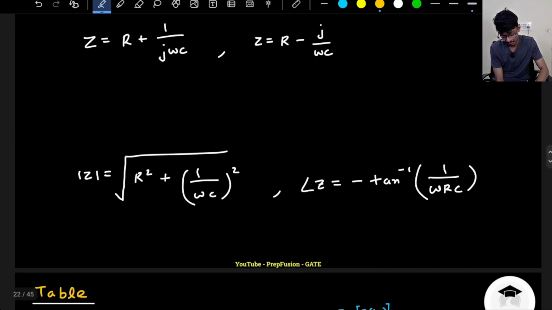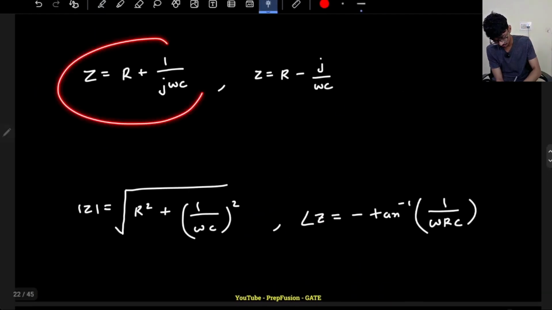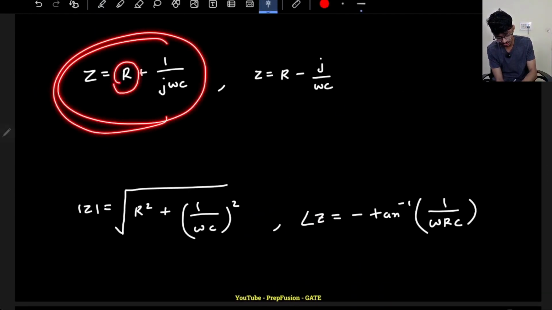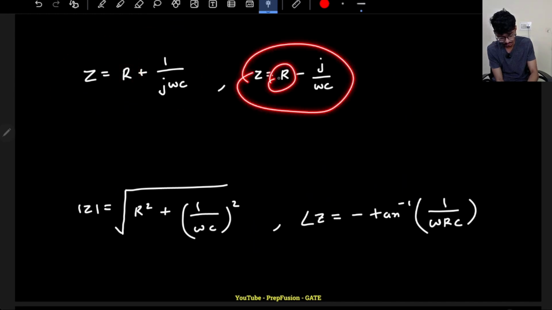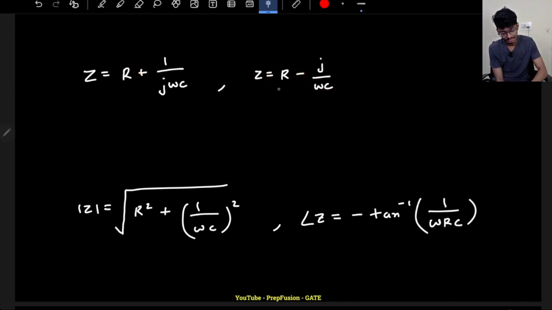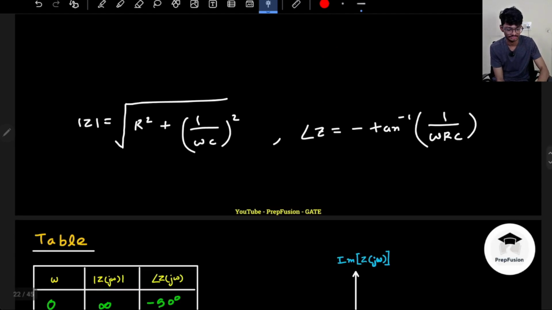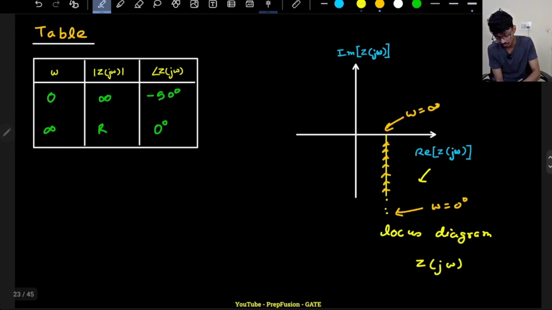It is a straight line because if you observe in this z, this is the real portion and this is the imaginary portion. Here the real portion is constant, just the imaginary part is changing, that's it. The magnitude of the imaginary part is reducing, but the x coordinate is constant. That's why the distance from the y axis is constant, that is r.